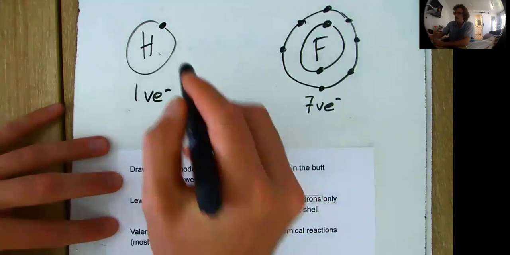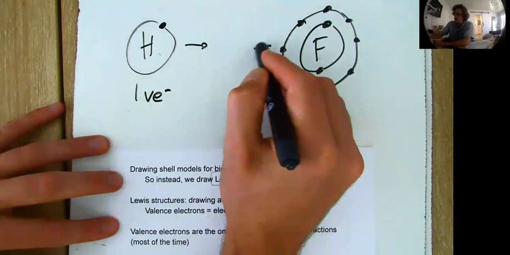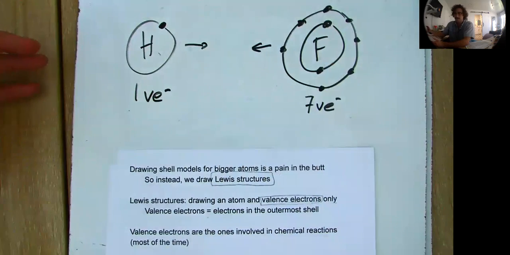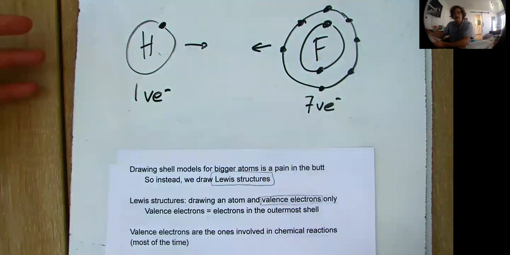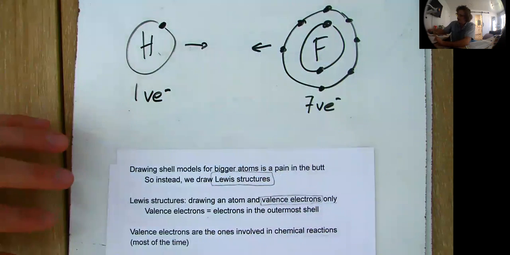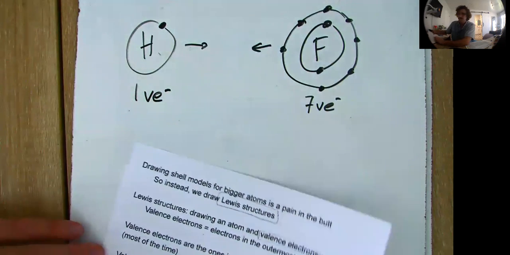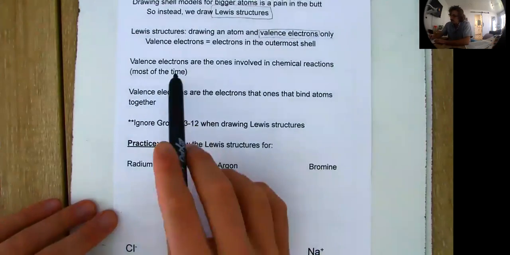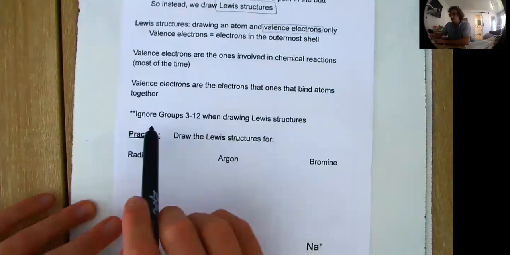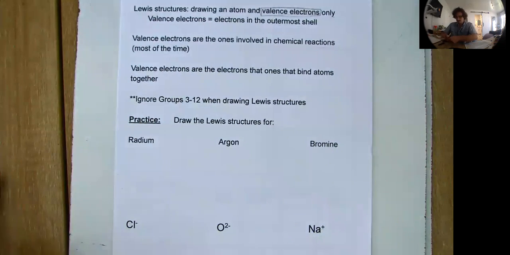The valence electrons are the ones that are involved in chemical reactions. Why? Because when these atoms run into each other, what's the first thing that touches? Well, now you can say the first things that touch are the valence electrons. Okay, so valence electrons. We need to make sure we note this right here.